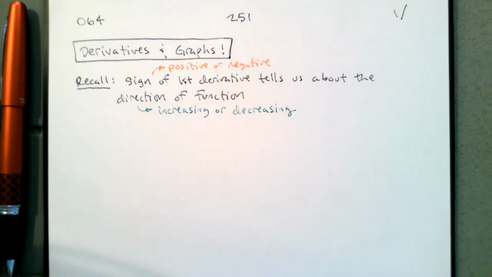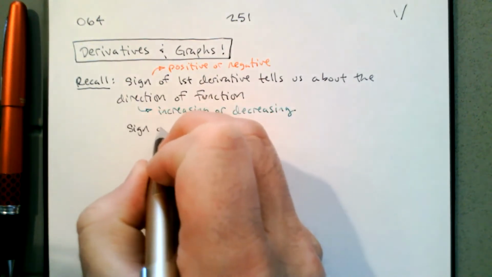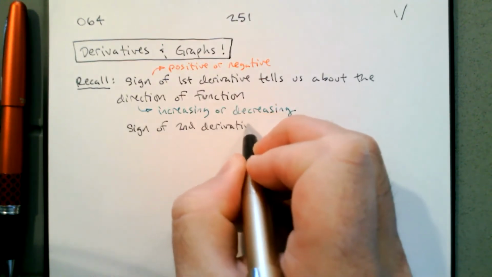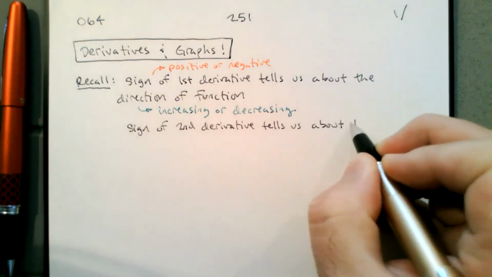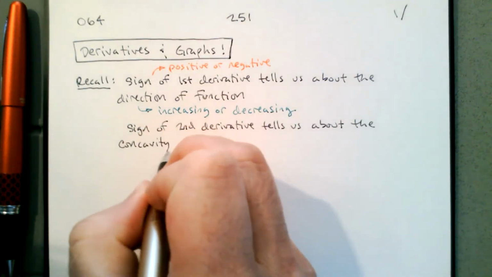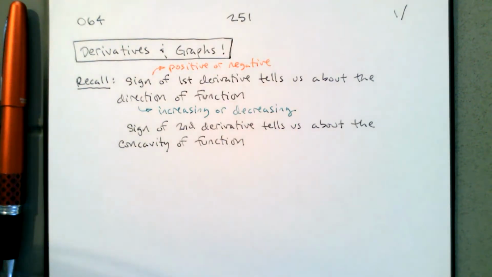The sign of the second derivative, so once again, positive or negative, tells us about the concavity of the function. So concavity, concave up or concave down.